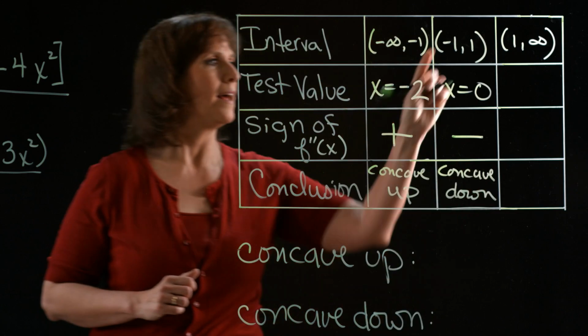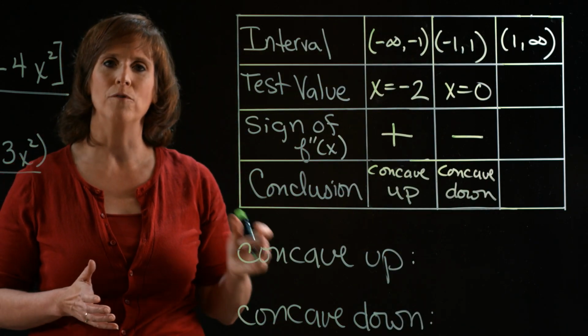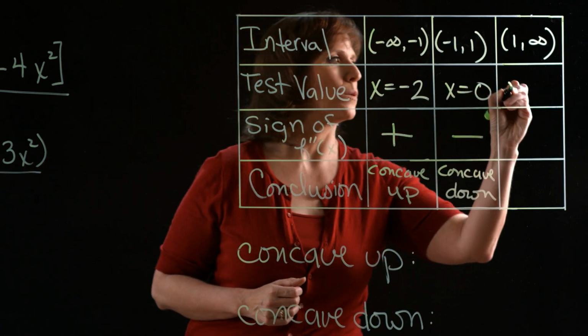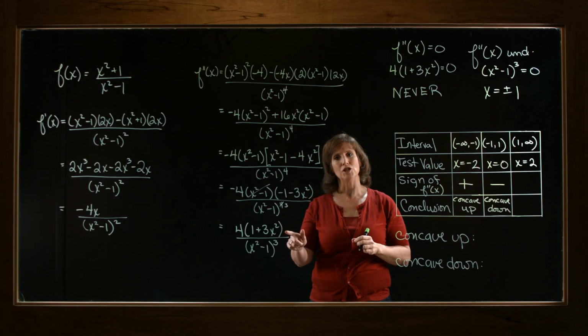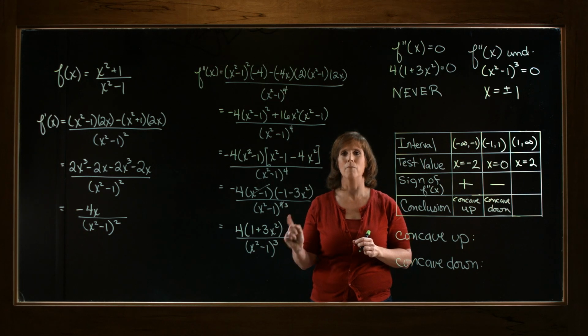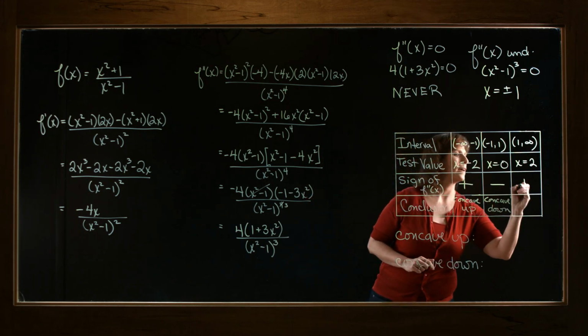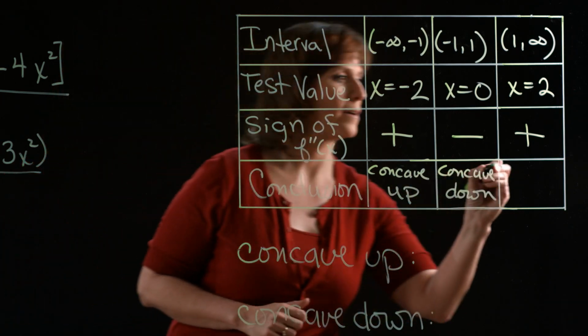And then we have to check our last interval. Pick anything you like from 1 to infinity. Let's do x equals +2 this time. When I plug a 2 into the numerator, I get a positive number. When I plug a 2 into the denominator, I get a positive number. A positive over positive is positive, and that means that it's concave up.